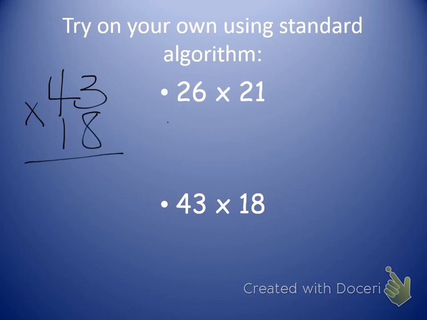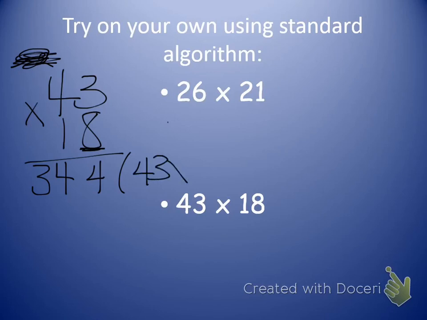Making sure I start with my number that's right here. I have my 8 times my 3, giving me 24. So I write down my 4 and I carry my 2. 8 times 4 giving me 32. Again, must remember to add my 2 up here, which gives me 34. So right here, this number right here is my 43 times 8. So if I just multiplied 43 times 8, I would get 344.